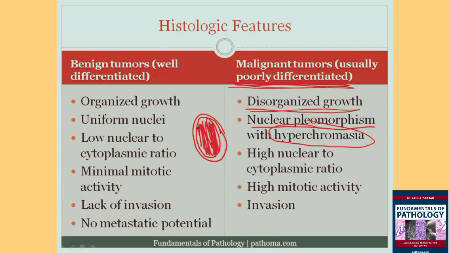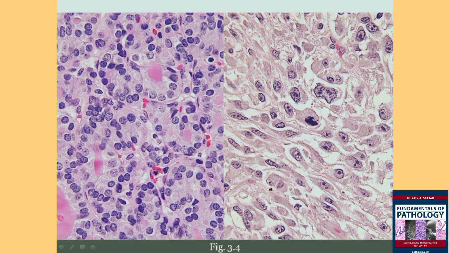And what does that indicate? That indicates that the cell is very active and that the nucleus is completely open and is rapidly transcribing genes, etc. There'll be a high mitotic activity, indicating that the cells are rapidly dividing, and there'll be invasion into local structures. And so these are some of the histologic hallmarks that help us to classify a tumor as benign or malignant.